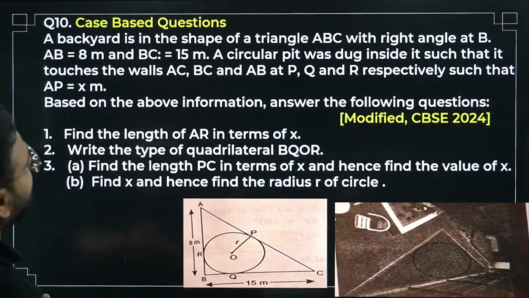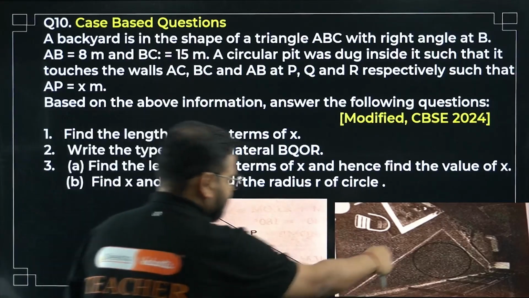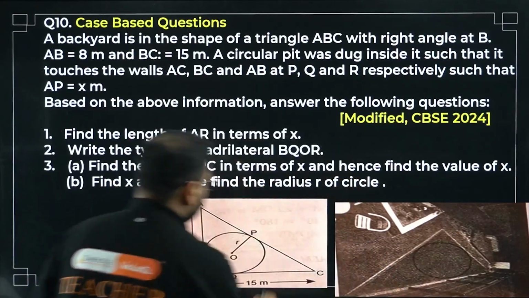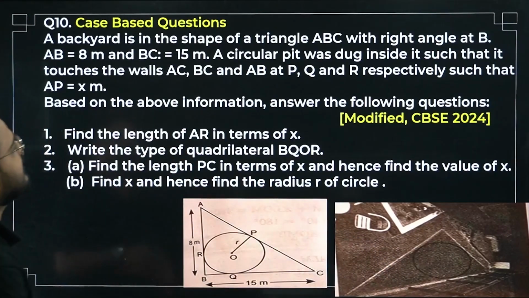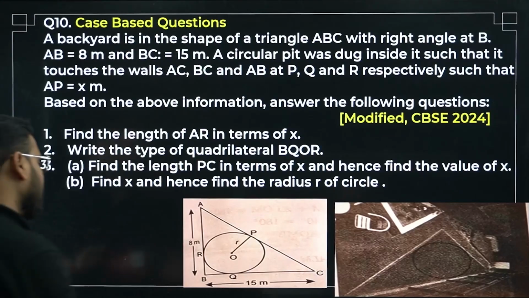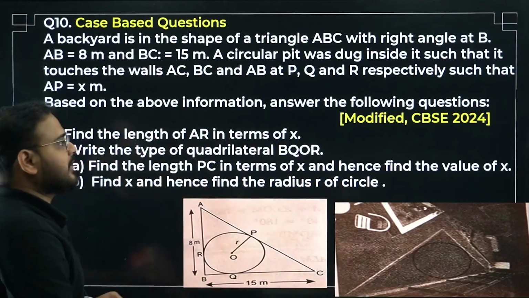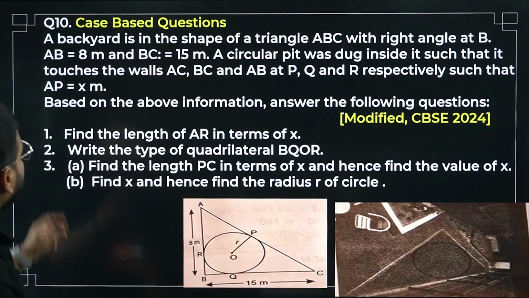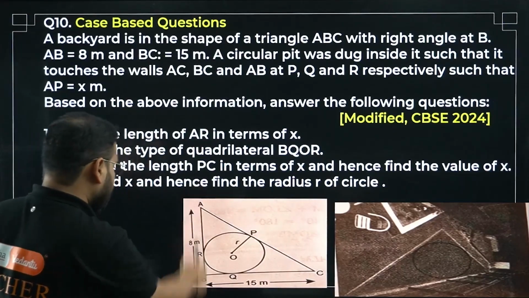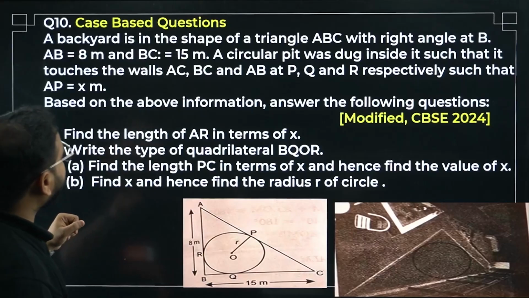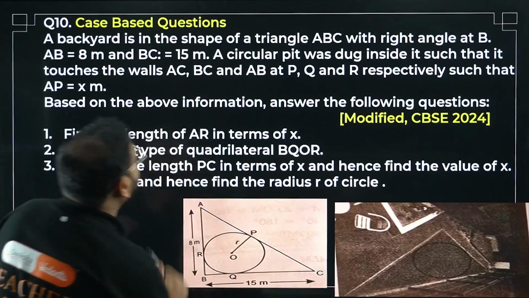A backyard is in the shape of a triangle ABC, with the right angle at B. Here also right angle at B. AB is 8. BC is 15.